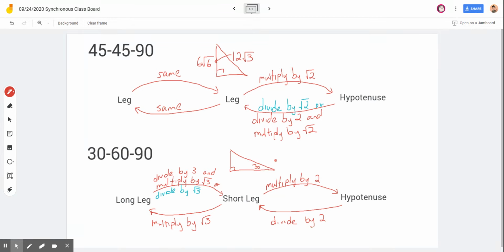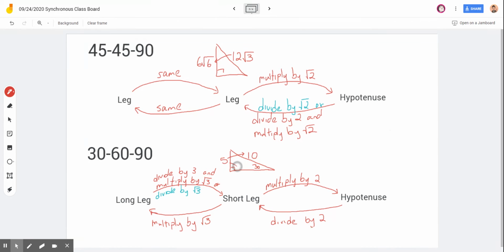Okay? So in that situation, the simplest problem you can get is if you're given the short leg. So whatever the short leg happens to be, it's always across from the 30-degree angle. So let's say we have a short leg that is 5 units long. To go from the short leg to hypotenuse, we multiply by 2. So in this example, the hypotenuse would be 10. It's just twice as big as that short leg.